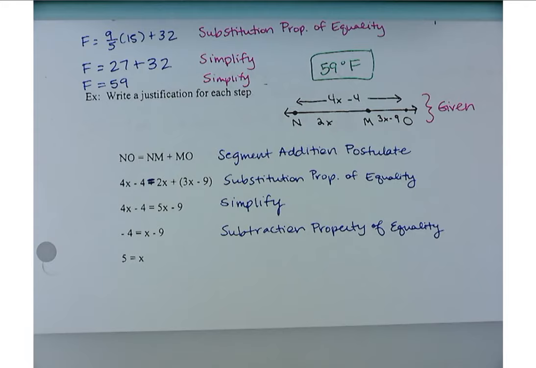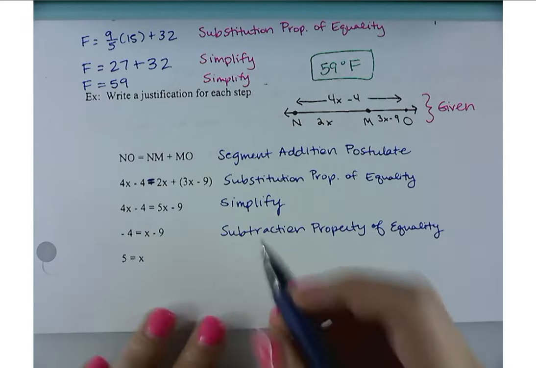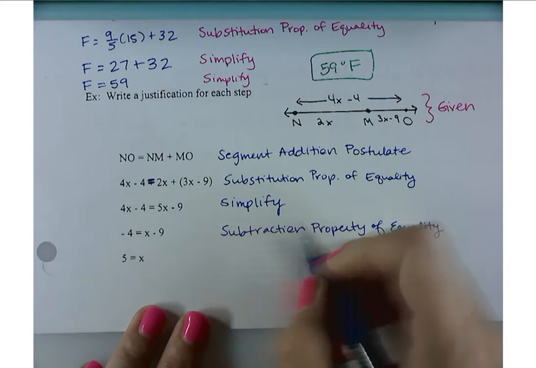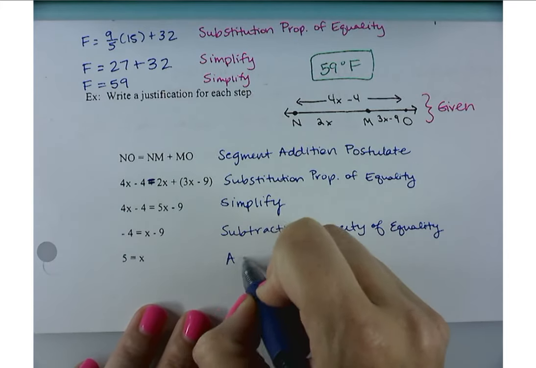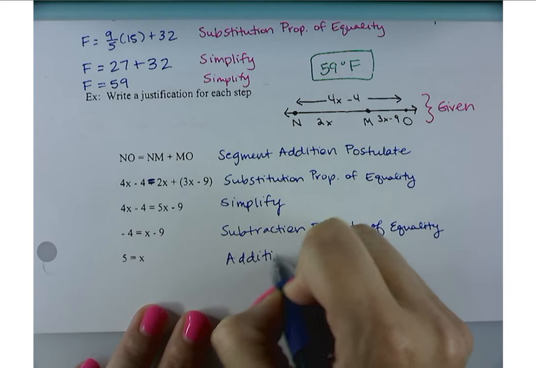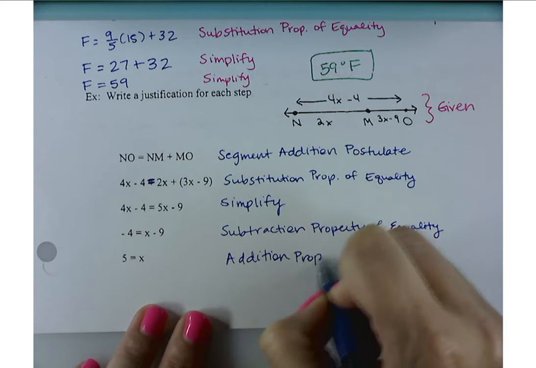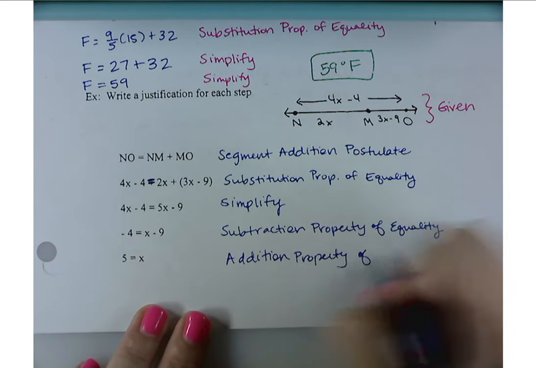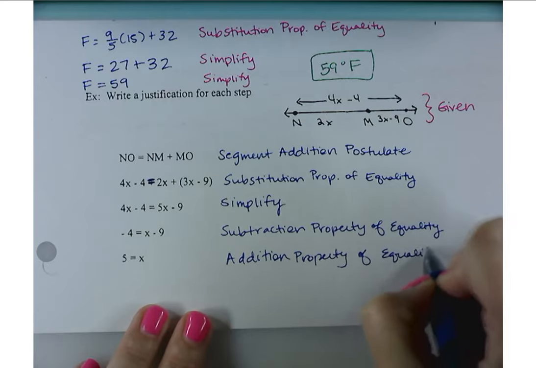Okay, and then Chloe, do you think you can help me with the last one? What did you add to both sides? 9. Yeah, so you added 9 to both sides, and then you got x equals 5. Okay, so the addition property of equality.